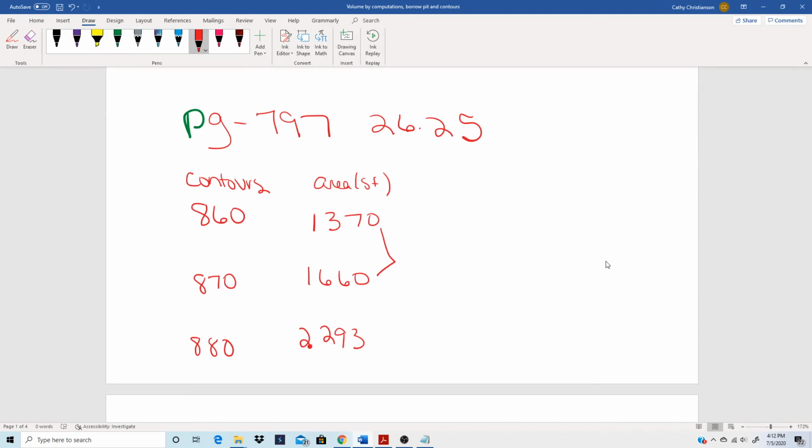Alright, so I'm going to make my next column my volume. I'm going to put the volume at the end. So I'm going to take the average of these two. So 1370 plus 1660. You're going to divide it by 2, and the difference in elevations is 10. So just like that. And this is acre foot. It's easier to do this one in a chart. I'm going to kind of check off, make sure I got everything.